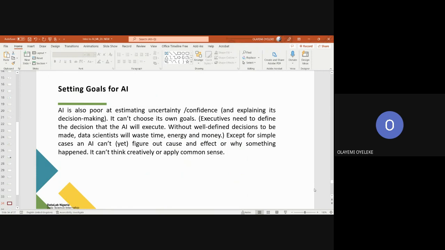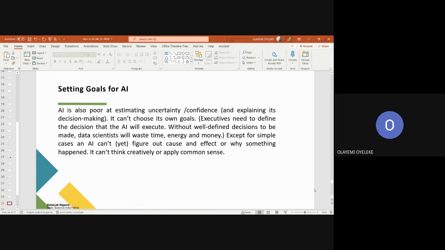Because when you use this AI, except for simple cases, an AI can't yet figure out cause and effect or why something happened. It can give you the prediction, but cannot tell you why it happened. It cannot think creatively or apply common sense. It's human beings that have this common sense, and we can say, okay, this is a prediction from the model, we know why this happened, but the AI doesn't know. These are computer algorithms. They will do the work and predict for you. You can check how they arrived at their predictions, but by themselves, they cannot explain what really took place.